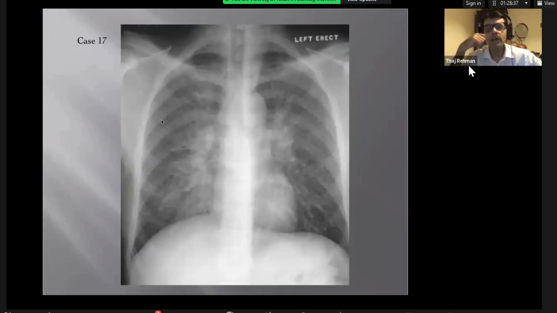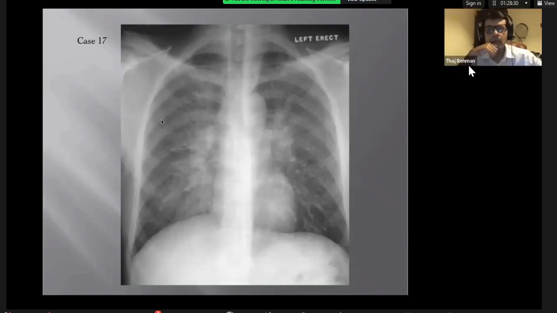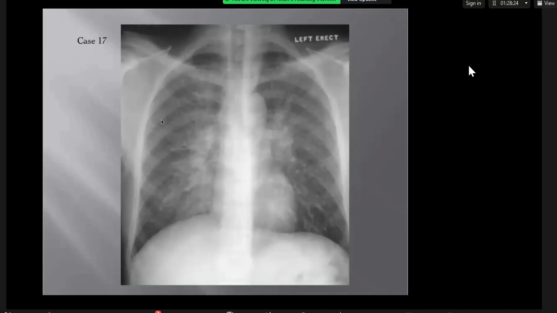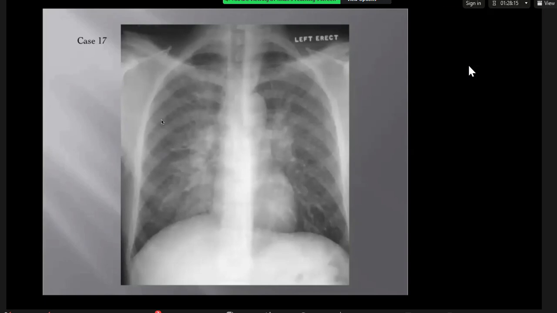So how about the hilum here? Hilum is bulky. Exactly. So there is hilar lymphadenopathy, there is bilateral reticulations. Differentials? So cancer, underlying cancer with bilateral carcinomatosis. Lymphangitis carcinomatosa. Lymphoma, yeah.